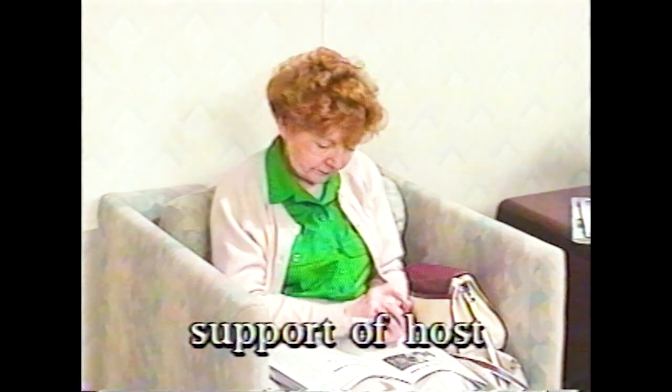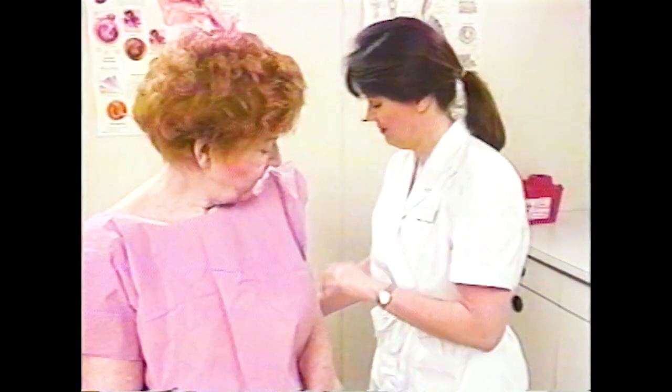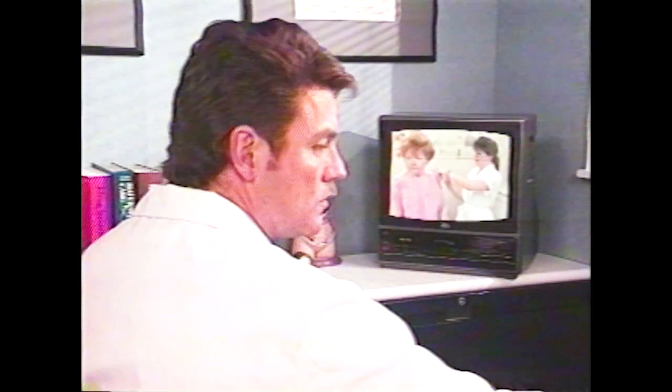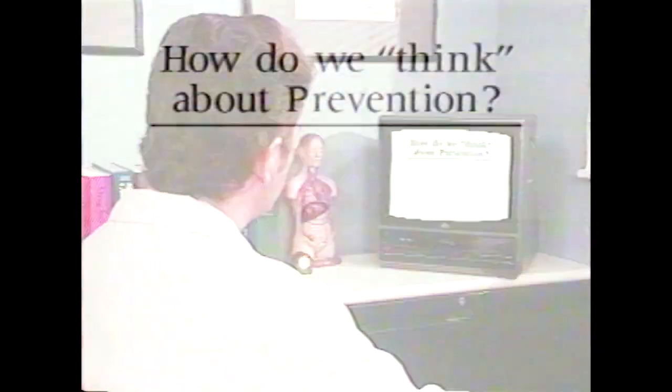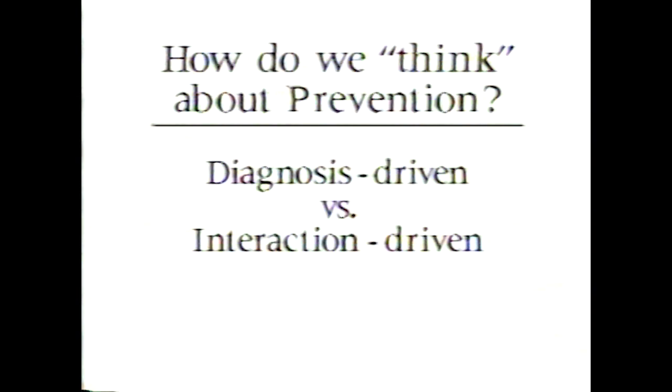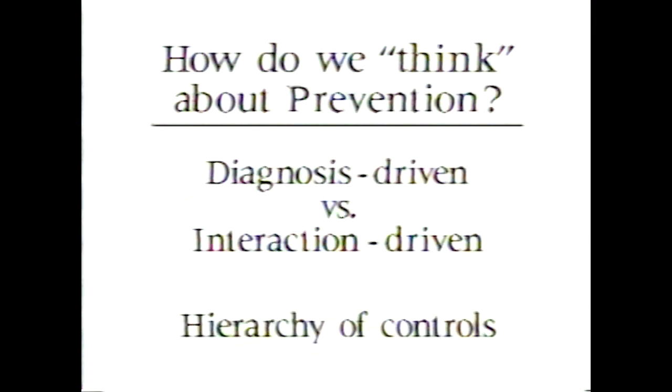As you watch each case, also ask yourself, what could be done to protect the patient or healthcare professional? Could the risk be eliminated by means such as vaccinations? How do we think about prevention? There are 2 concepts that are relevant. One is understanding the specific model of prevention that will be used, whether the diagnosis-driven model or the interaction-driven model. The other concept, hierarchy of controls, is a way of prioritizing and selecting the appropriate prevention model.